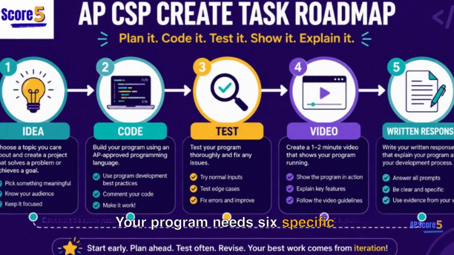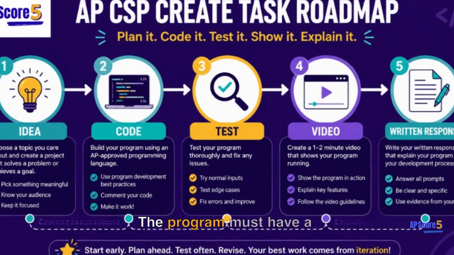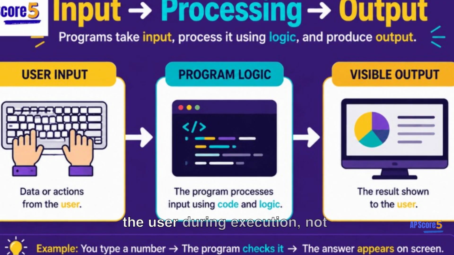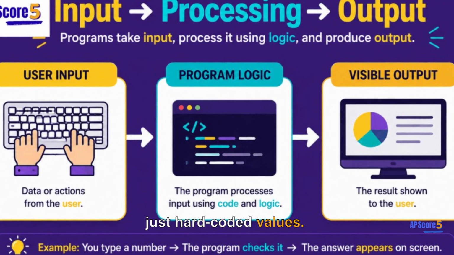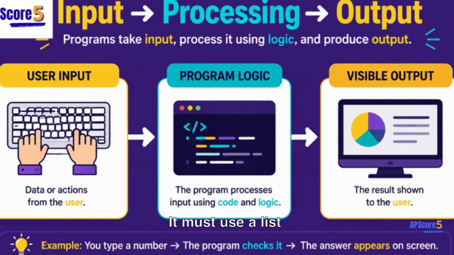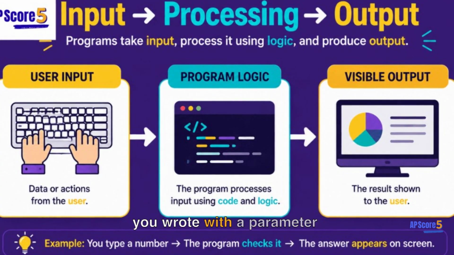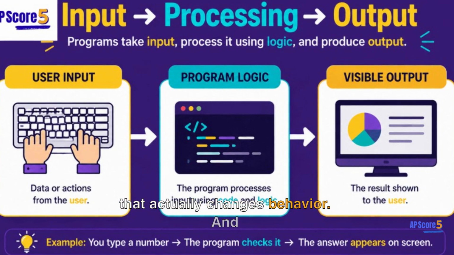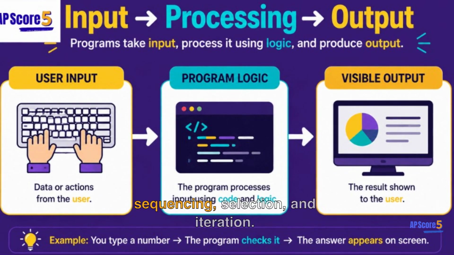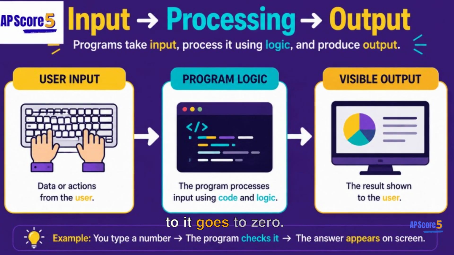Your program needs six specific elements that the College Board checks against every submission. The program must have a clear purpose and run without crashing. It must accept input from the user during execution, not just hard coded values. It must produce output that depends on processing. It must use a list or other collection meaningfully, not just declare one. It must include a procedure you wrote with a parameter that actually changes behavior. And it must demonstrate all three control structures together: sequencing, selection, and iteration. Miss any one of these, and the rubric row tied to it goes to zero.